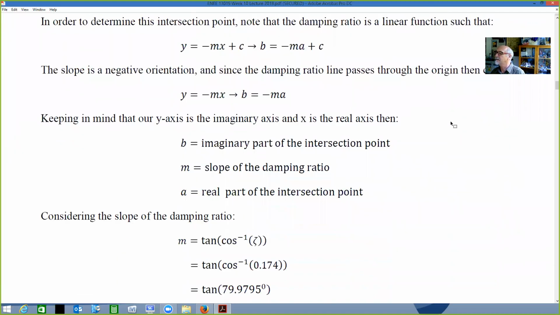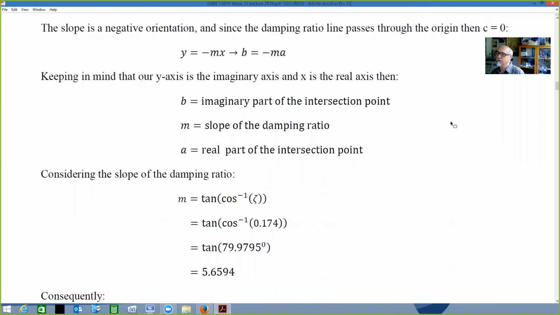Now keep in mind, what does this general expression, y equals negative mx, equate to in terms of the imaginary and real axes that we have when we're doing the root locus? Well, b is the imaginary part of the intersection point, and m is the slope of the damping ratio line. a is the real part of that intersection point.